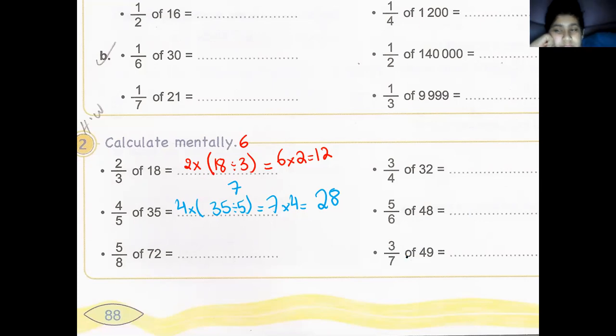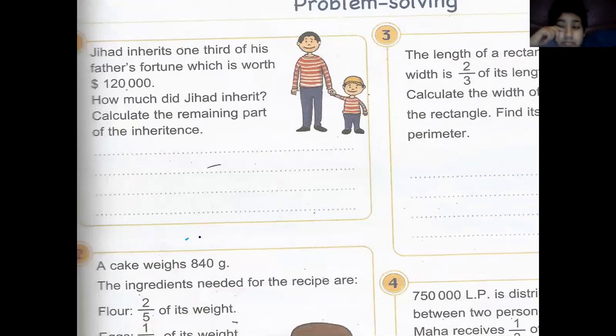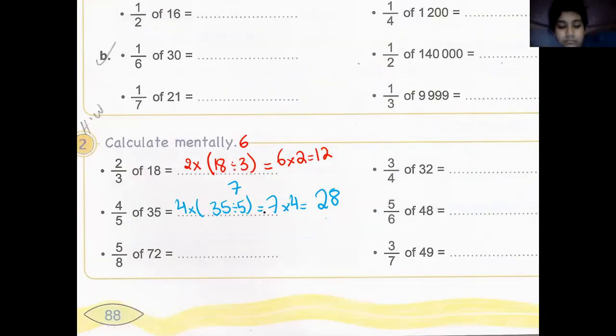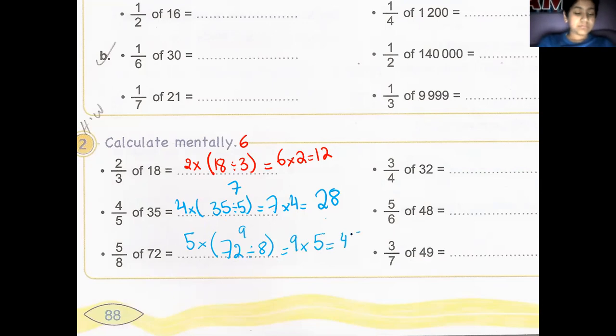Which number in table 8 gives us 72? It's 9. So 9 times 5 equals 45. Excellent, bravo. So 5 times, open two brackets, 72 divided by 8. You said it's 9, so 9 times 5 equals 45. Bravo, Batul. This is part A.